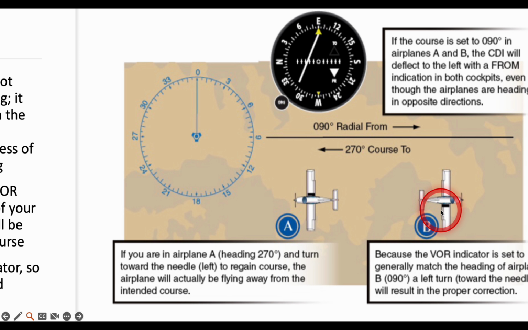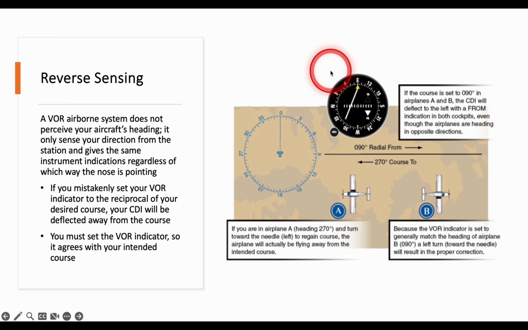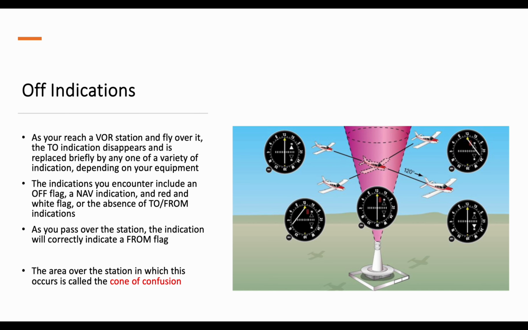Airplane B right here is accurate because they're flying away from the station. They've programmed a from flag and the needle's to the left. So this airplane would need to turn to the left in order for this needle to center. So again, it's not something we intentionally do, but it could be a programming error in case you're flying opposite to what you've programmed.